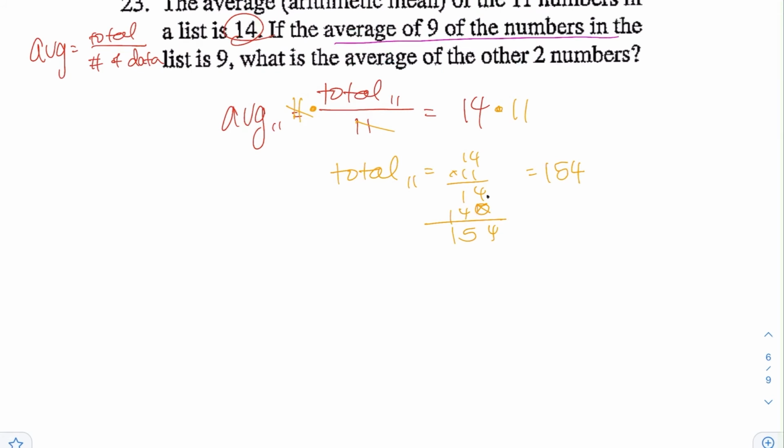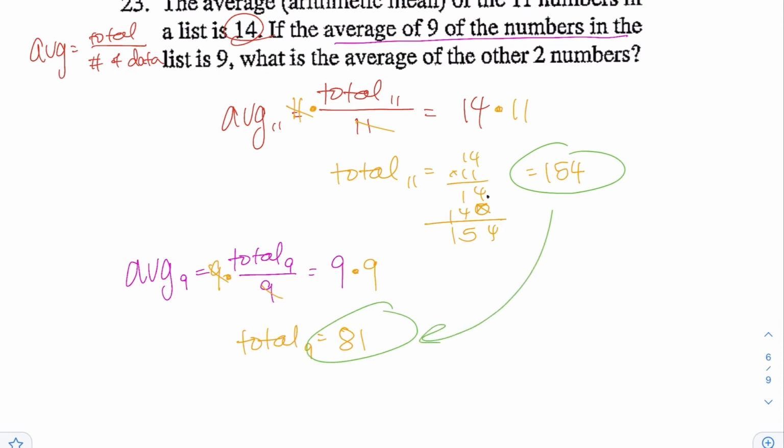Now you know that 9 of the numbers, the average of the 9 numbers is going to be the total of the first 9 divided by 9, and that's equal to 9. So here you can multiply by 9 on both sides, and that gives you the total of 9 numbers is equal to 81. So 11 numbers add up to 154, and 9 of the numbers add up to 81. So if you subtract these two numbers, that will give you the total of the two numbers that are remaining. So 154 minus 81 is equal to 73. And this must be the total of the last two numbers.